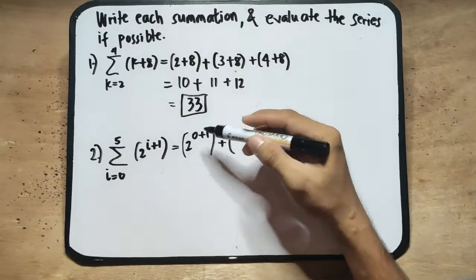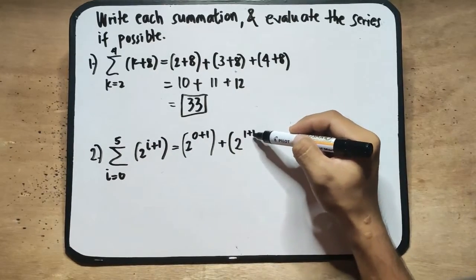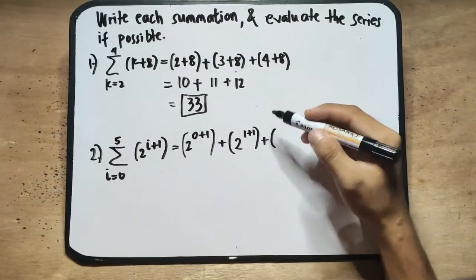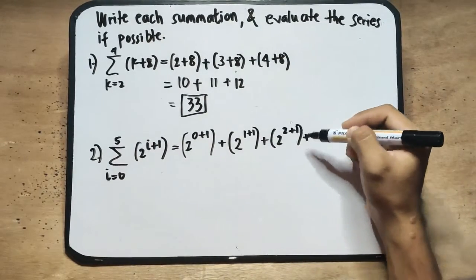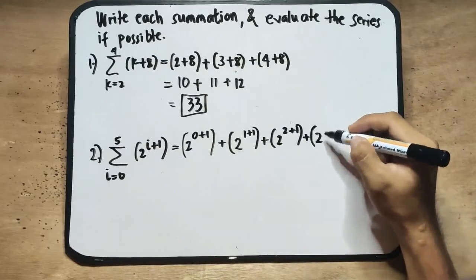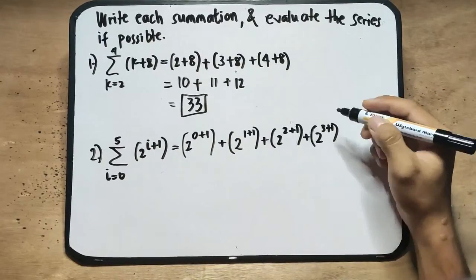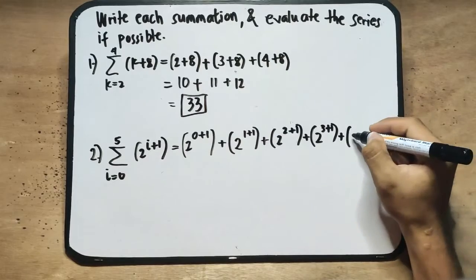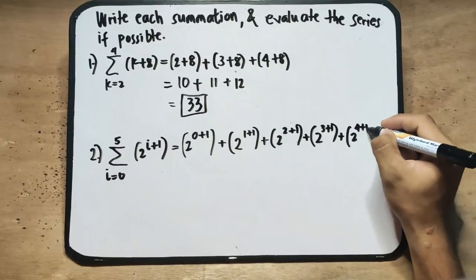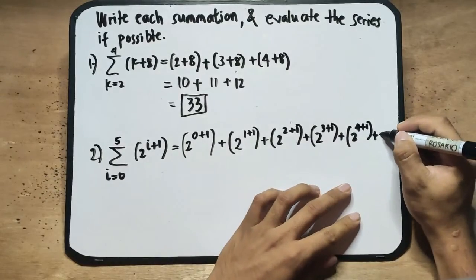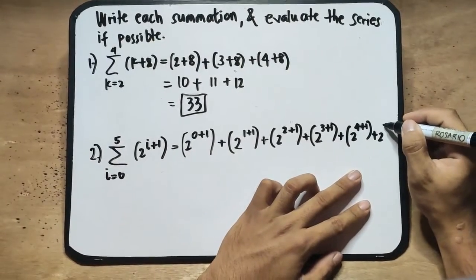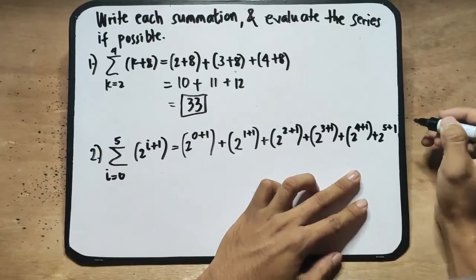The second one is 1. We have 2 raised to 1 plus 1. The third one is 2. 2 raised to 2 plus 1. The fourth one is 3. 2 raised to 3 plus 1. The fifth one is 4. We have 2 raised to 4 plus 1. At yung panglima, we have 5. 2 raised to 5 plus 1.